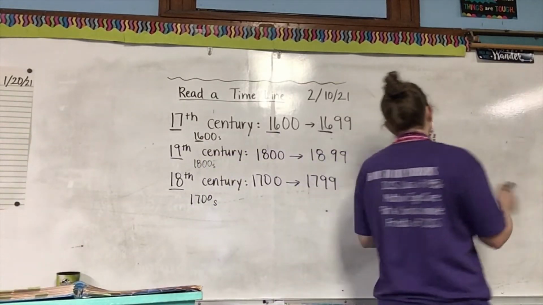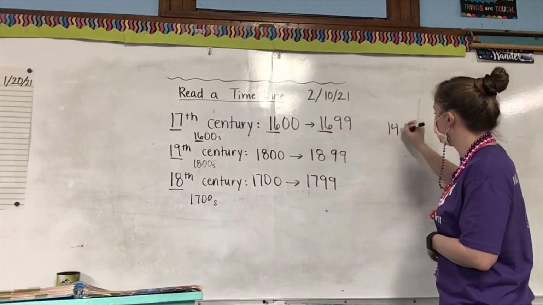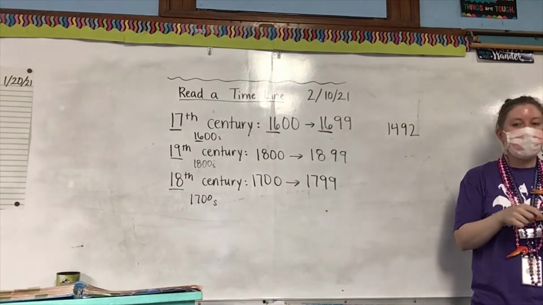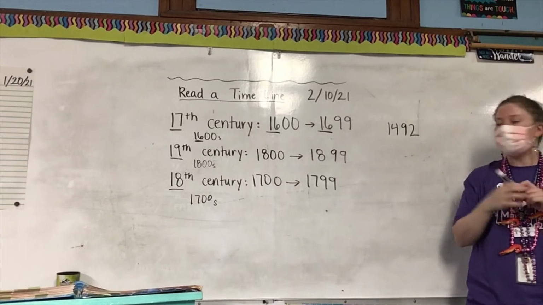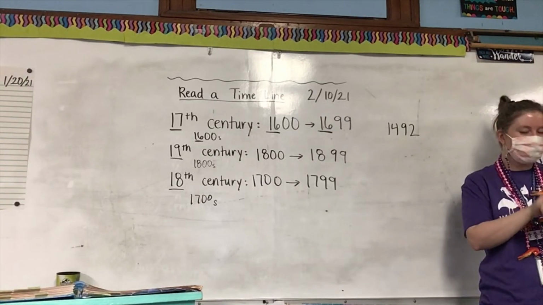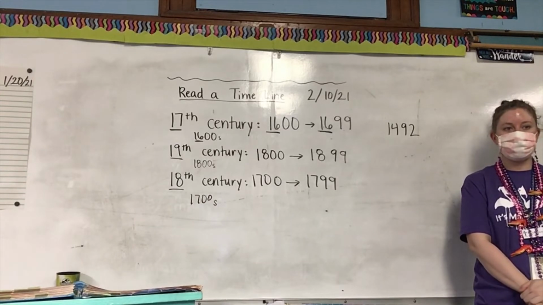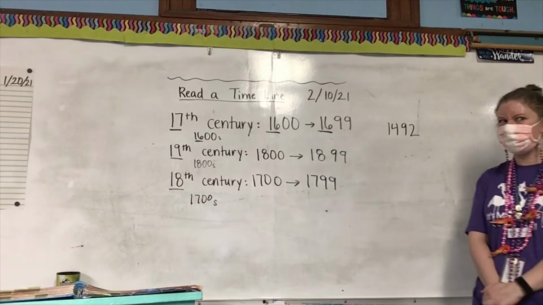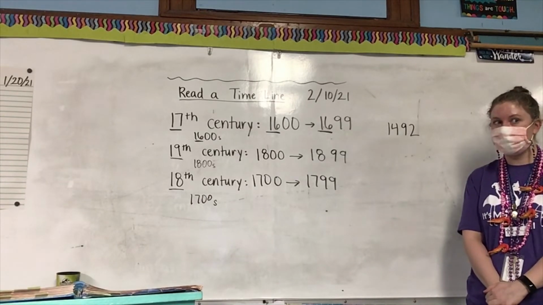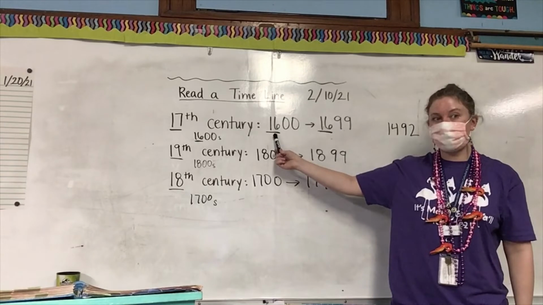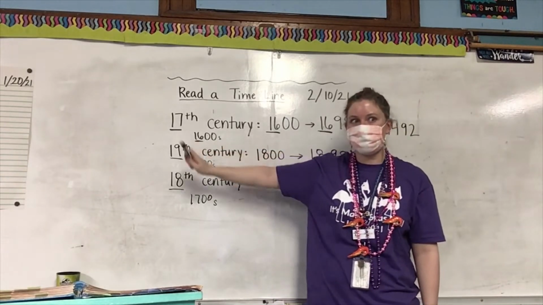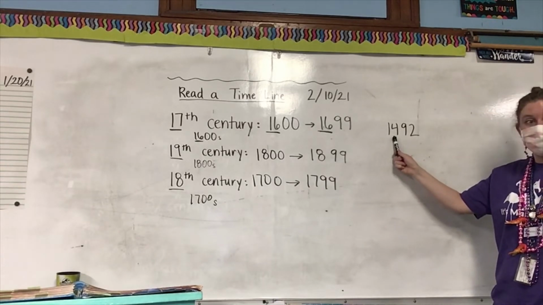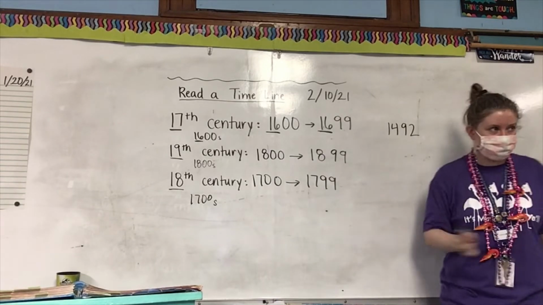What century did this year happen in? The year 1492. The 13th century? Look at it. We have 1600 happening in the 17th century. So that means 1400 happened in the 15th century.